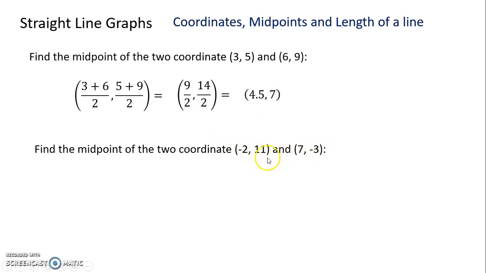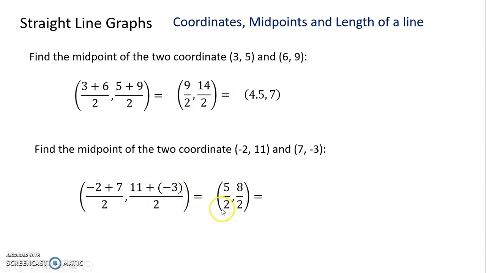Next question is trickier because I've got some negatives creeping in here, but it's still the same process. I've just got to remember my negative number rules. So take my two x coordinates, minus 2 and 7, add them and halve them. Take my two y coordinates, 11 and minus 3, add them and halve them. So minus 2 add 7 is going to give me 5, and 11 add minus 3 is going to give me 8. And now I've just got to halve them to finish off, and I get 2.5 and 4.